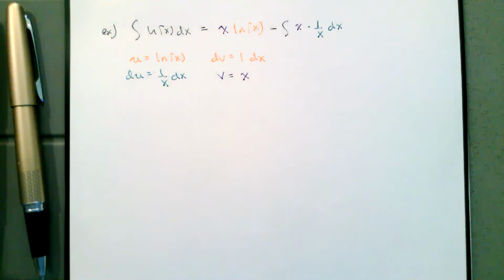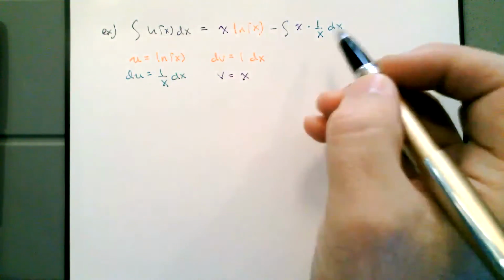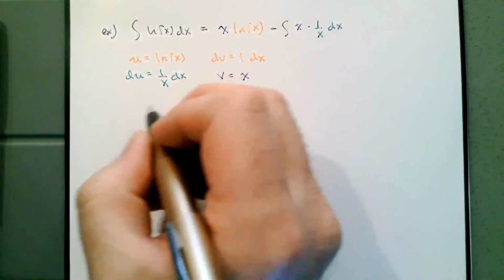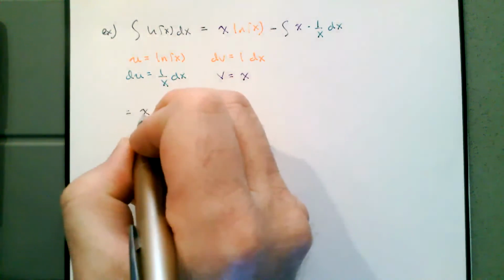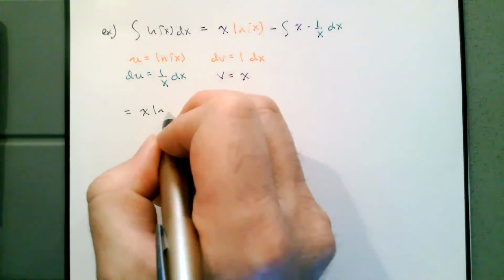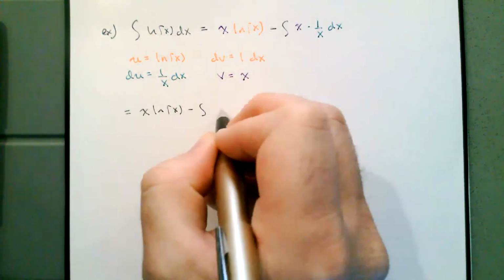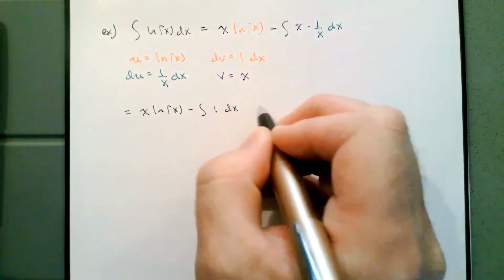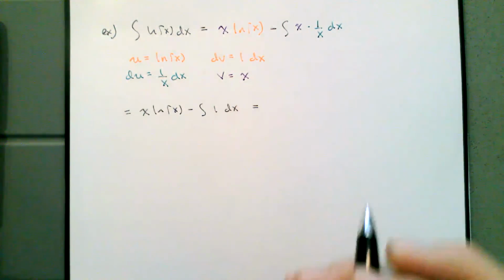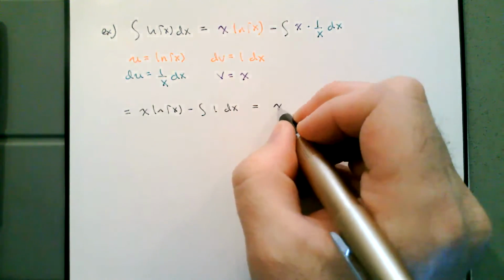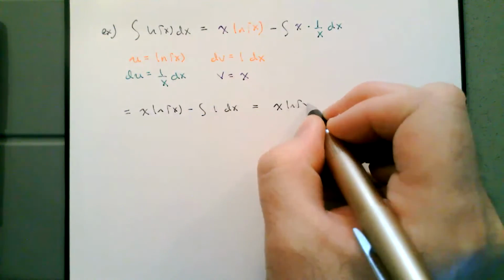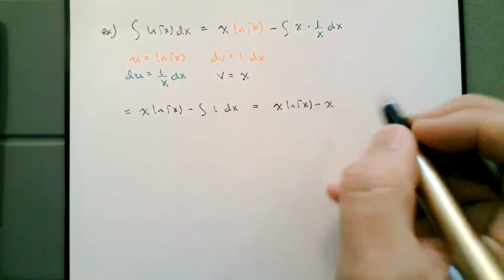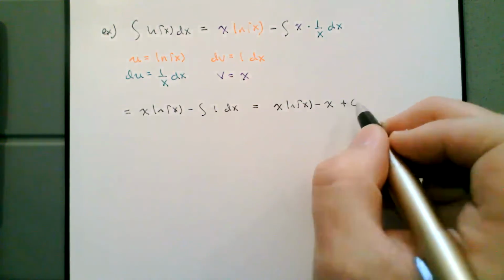Step 4 would be to integrate our secondary integral. I'm going to simplify x times 1 over x and write that as just 1. Now I can integrate my secondary integral, and the integral of natural log of x is x ln x minus x, and since we're done with the integration, plus c.